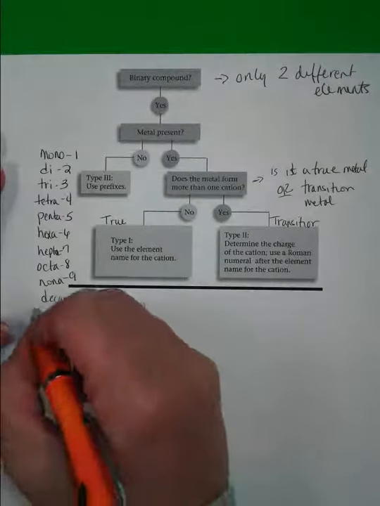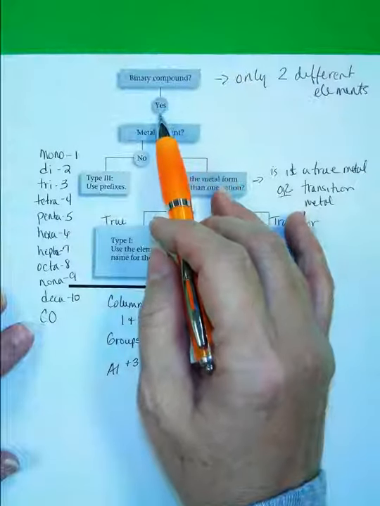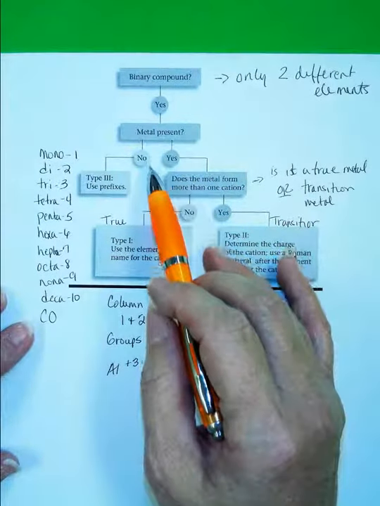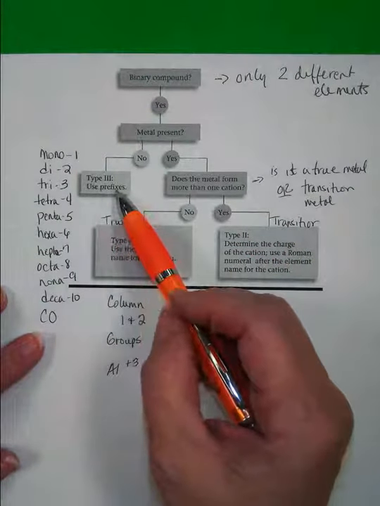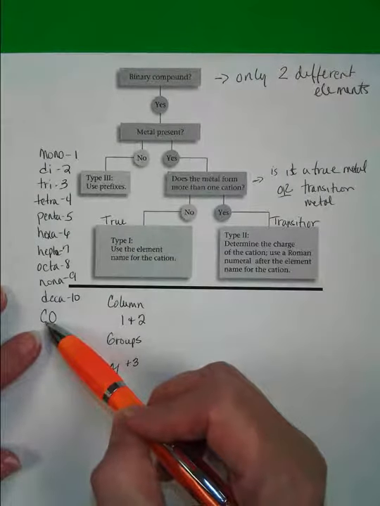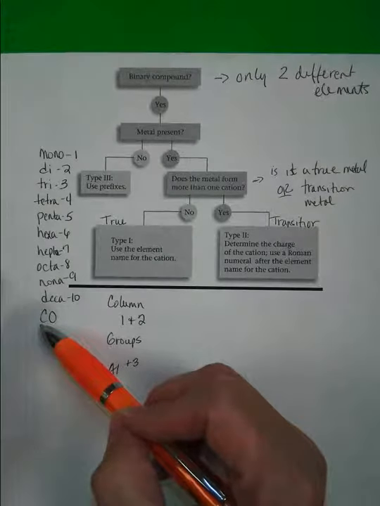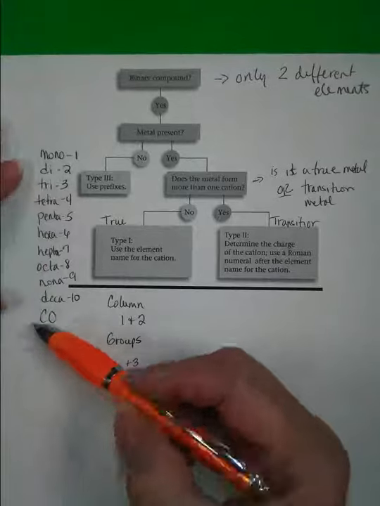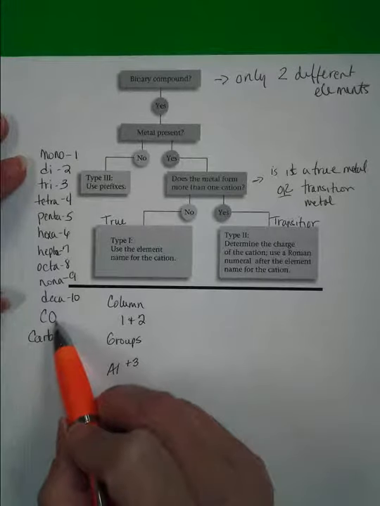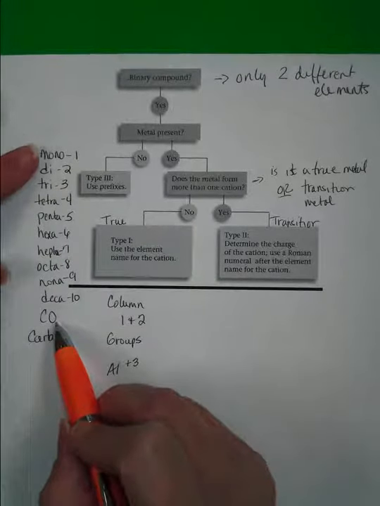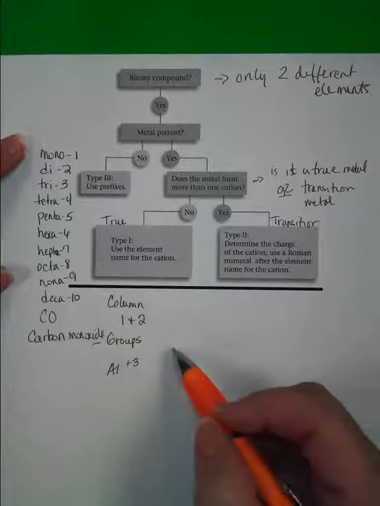For example, if we have CO, I look at it and I say, is it binary? And the answer is yes. Is there a metal present? No. It's carbon and oxygen, and those are both on the right-hand side of the periodic table. So we're going to use prefixes. There's one carbon and there's one oxygen. But if there's only one of the first one, we never use mono. If it were anything else, we would. So we just name it carbon. Now there's only one of the second one, and we always use a prefix even if it's just one. So it's monoxide. We change the ending to "ide."